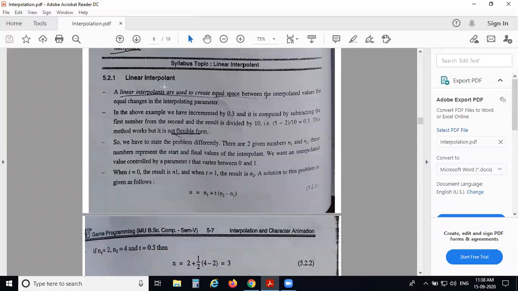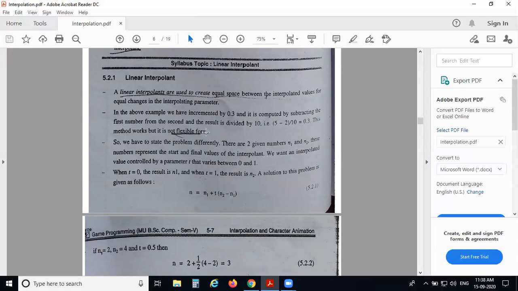Okay, so the first point is linear interpolation. Linear interpolants are used to create equal space between the interpolated values for equal changes in the interpolation parameter. So if interpolating parameters are given, then these interpolations are used to create equal space between the interpolated values.